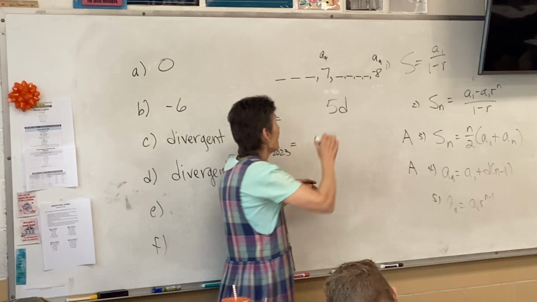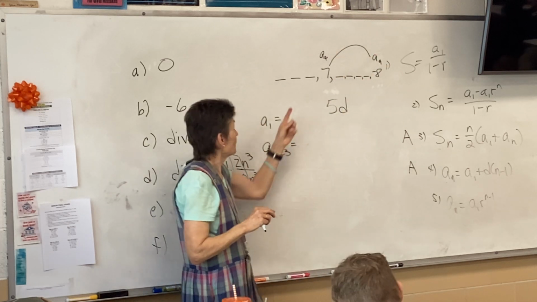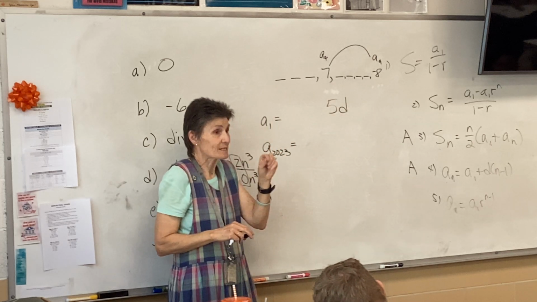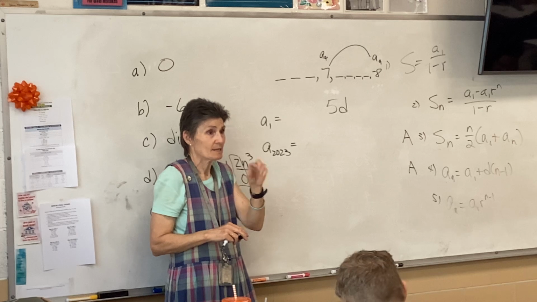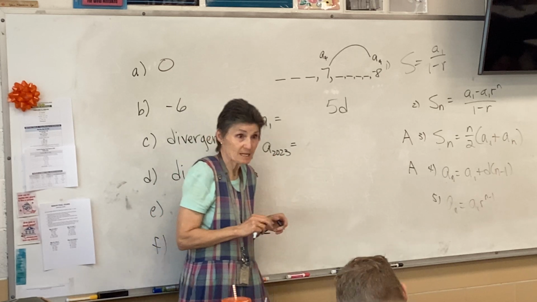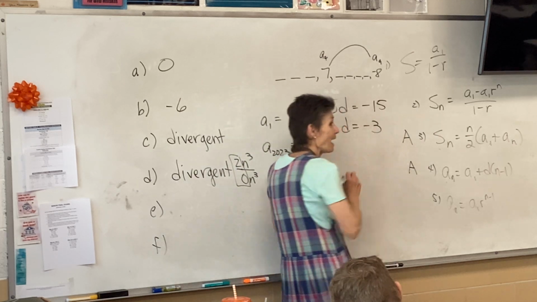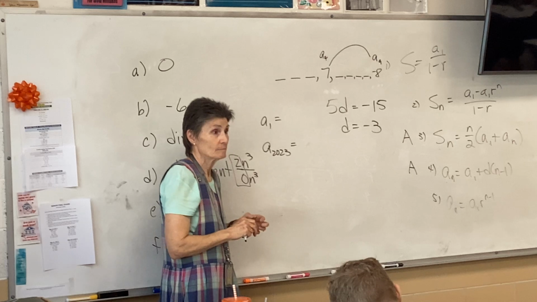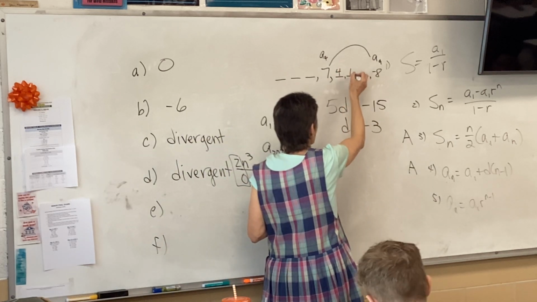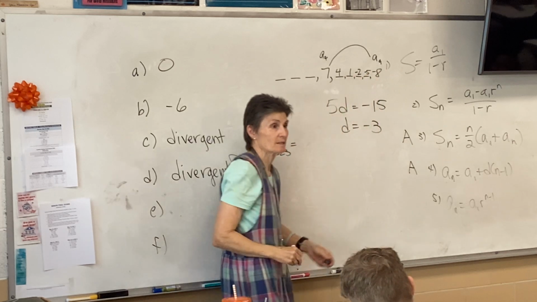5 of those have to add up to the total, which is from 7 to negative 8. So 7 to negative 8 is how far? Negative 15? So I must be adding negative 3. So minus 3, minus 3, minus 3, minus 3, minus 3. Perfect. Worked out.